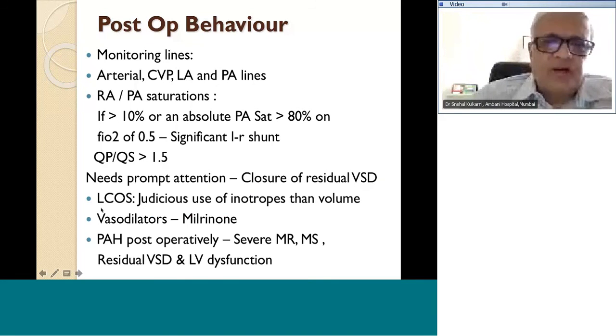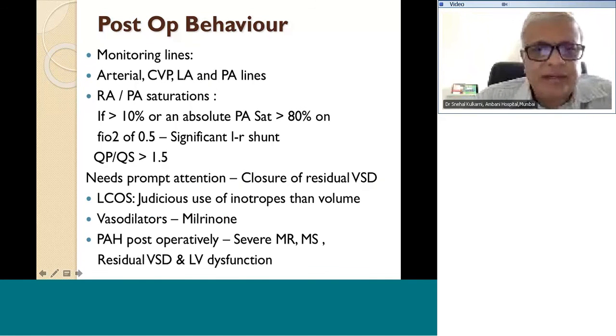If there is a low cardiac output state, there is judicious use of inotropes, then keep on filling the child with volume, and that's where I think all this monitoring of the LA and PA lines is important. And the support we generally use is vasodilators, because the left AV valve is the problem issue in these cases.